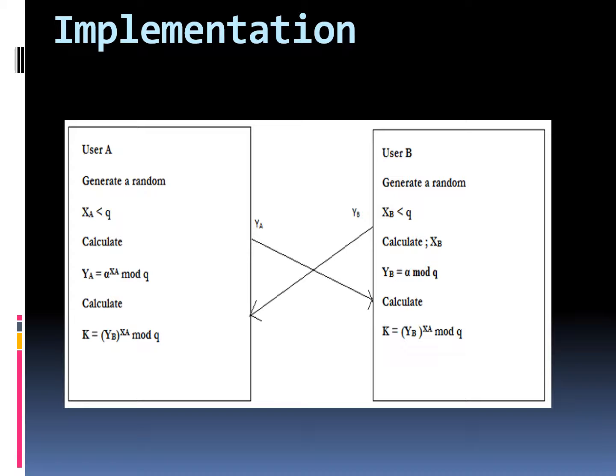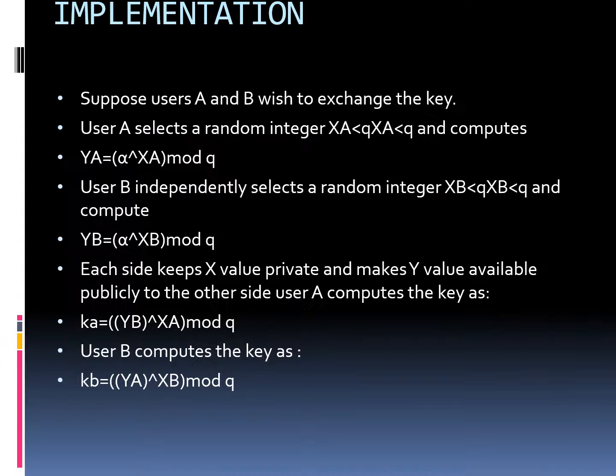Each side keeps the X value private and makes the Y value available publicly to the other side. Thus, XA is A's private key and YA is A's corresponding public key, and similarly for B. User A computes the key as K is equal to YB power XA mod Q, and user B computes the key as K is equal to YA power XB mod Q.